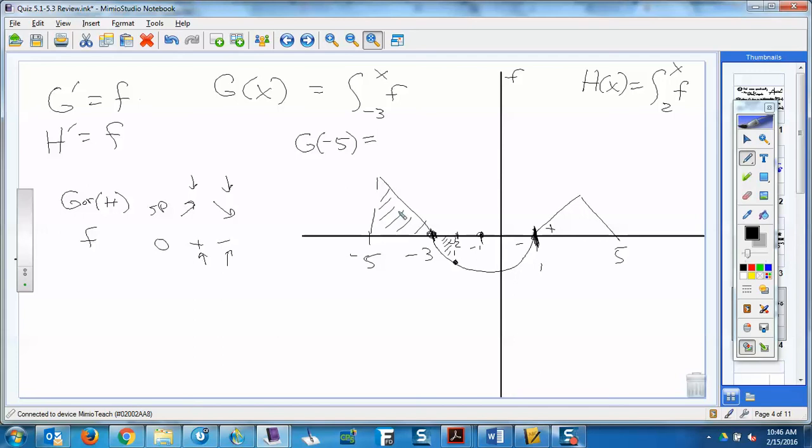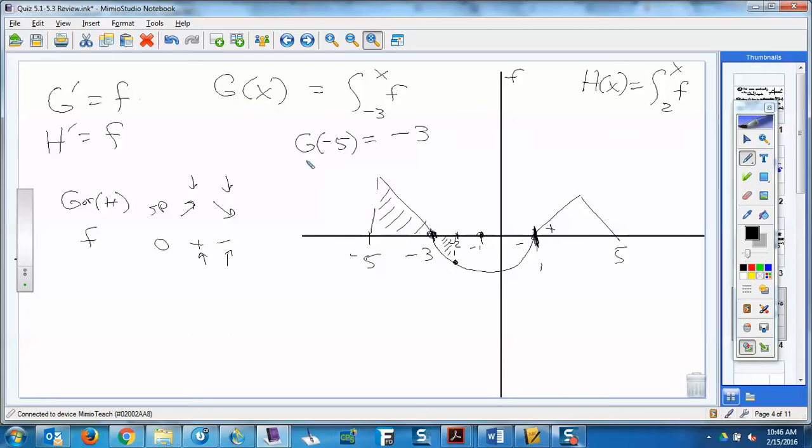But it's backwards, right? So how much area is that? It's a 2 by 3 triangle. 2 times 3 is 6. Half of that is 3. So what would this answer be? -3. This would be a negative area because we're going backwards.